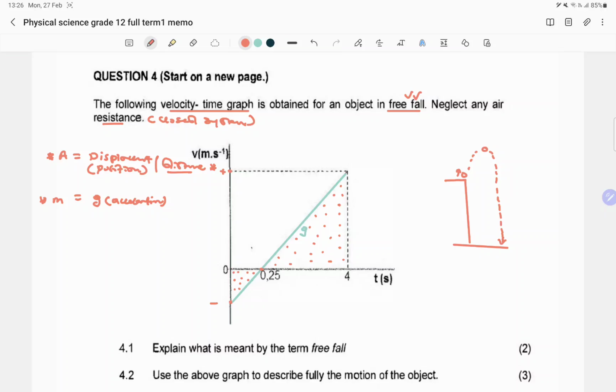Because you can see here that the level of this object, from zero, this side is disproportionately bigger than this side. So this already tells us that it went from a height above the ground to maximum height. This is where velocity became 0 meters per second, at this point right here. Now what time did it take to reach maximum height? It took 0.25 seconds.